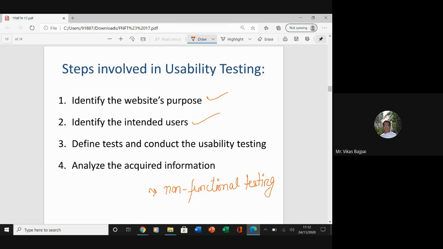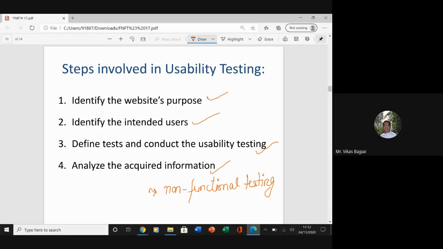Then we need to define the tests, conduct the usability testing, and analyze the acquired information as well. So basically, it's a practice of testing how easy a design is to use with a group of representative users, and it usually involves observing users as they attempt to complete tasks. So it's about catching the customers in the act and providing highly relevant and highly contextual information.